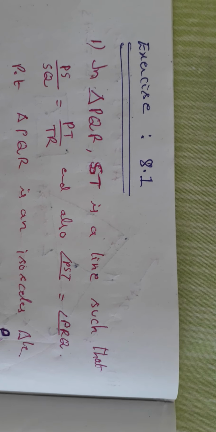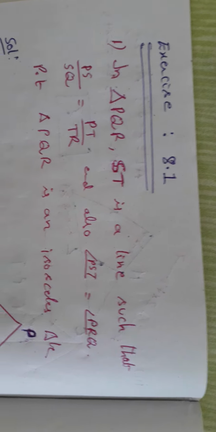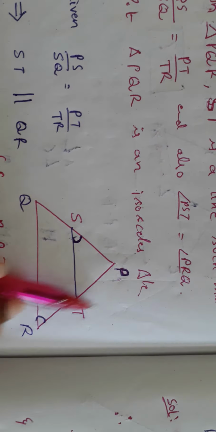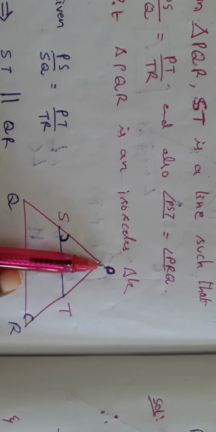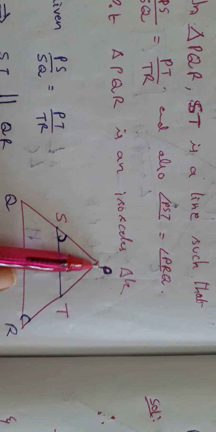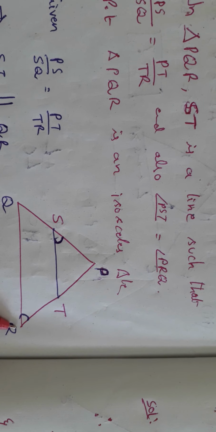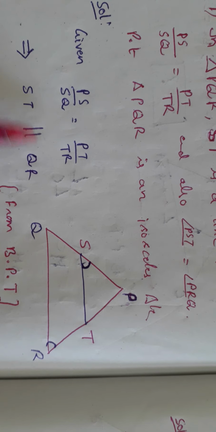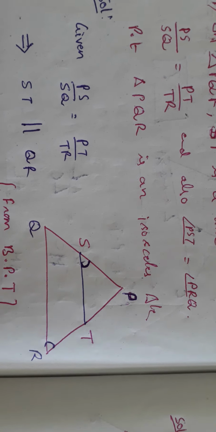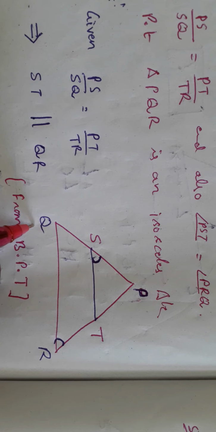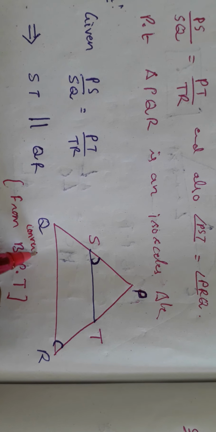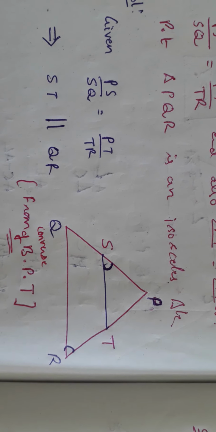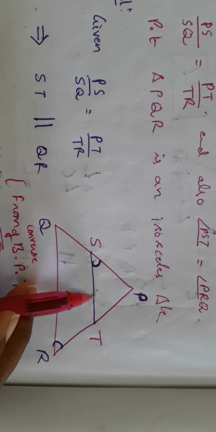For this one, let us move on to the triangle. So now this is the triangle. PQR is the triangle. Given is ST divides it in such a way that PS by SQ is equal to PT by TR. So first, it is given that PS by SQ is equal to PT by TR, which implies ST is parallel to QR from converse of basic proportionality theorem. So that means now we can say that this is parallel to this.